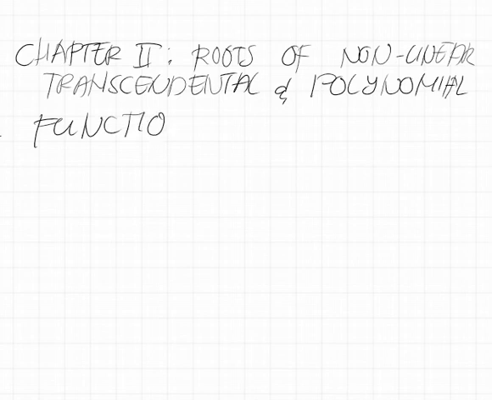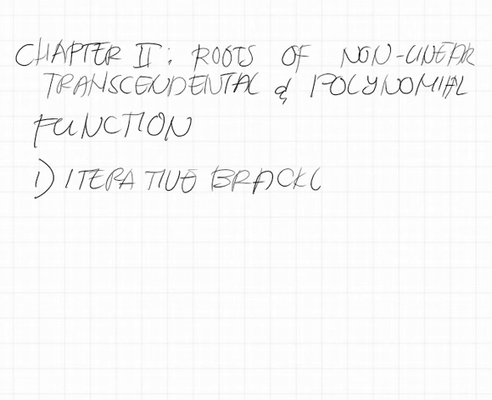So here in chapter 2, we will be discussing some methods and techniques on how to find the roots of these complicated nonlinear, transcendental, and polynomial functions. And we will divide it into three groups. The first group we call the iterative bracketing method. Again, this will be divided into several methods, which we will be discussing later on.